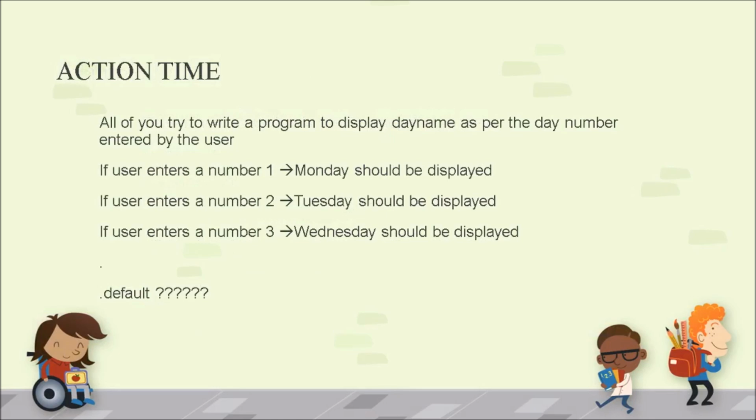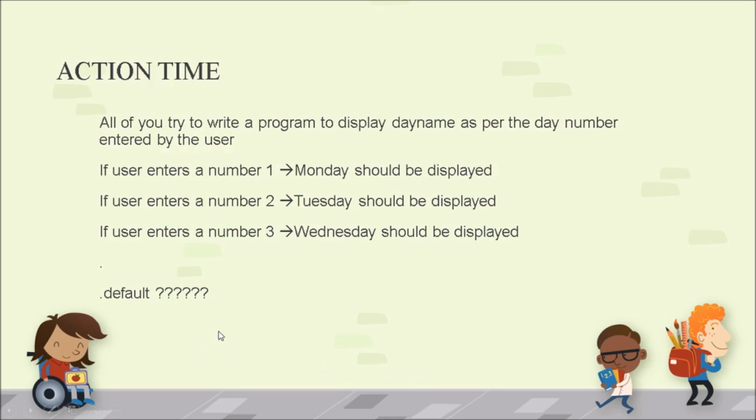Hey students, it's action time now. You have been listening for so long. Now please be active and try to write a program to display the day name as per the day number entered by the user. To understand, you can see the instructions here. If the user enters number 1, Monday should be displayed. If it enters 2, Tuesday should be displayed. If it enters 3, Wednesday should be displayed, and so on.